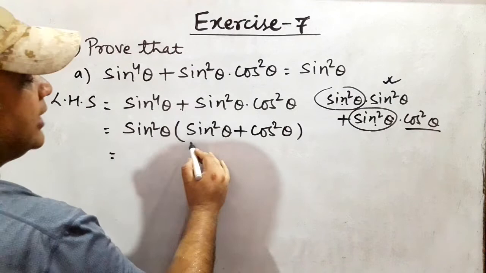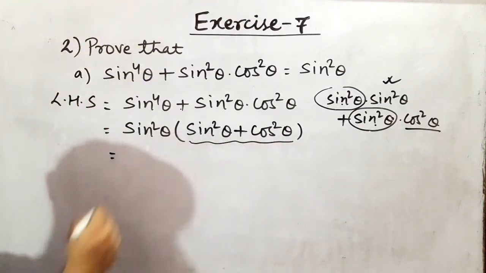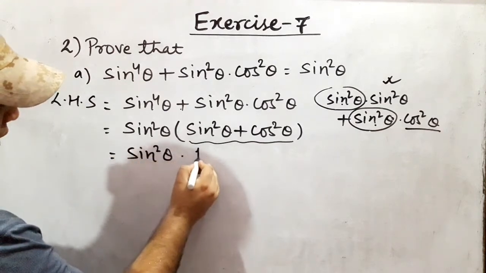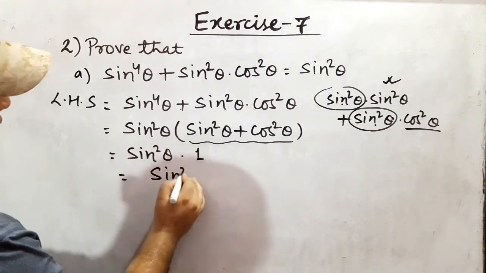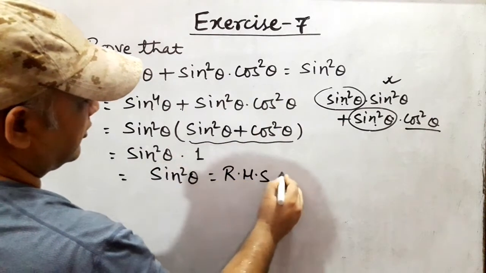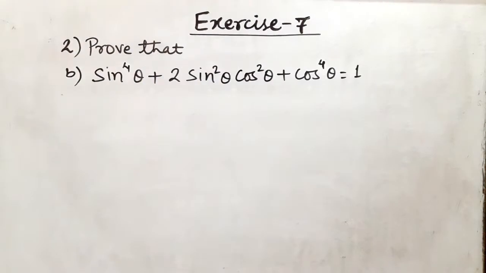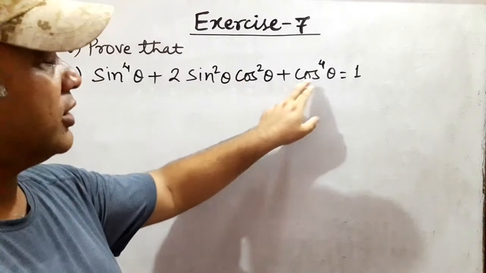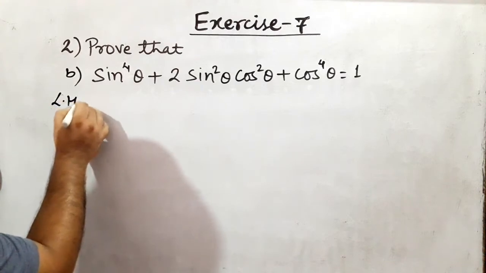As we know that sin square theta plus cos square theta equals to 1 from Pythagorean relation. So, it becomes sin square theta into 1. So, sin square theta into 1 is sin square theta, which is right hand side. Proved. Sin power 4 theta plus 2 sin square theta into cos square theta plus cos power 4 theta equals to 1. Let's start from left hand side.